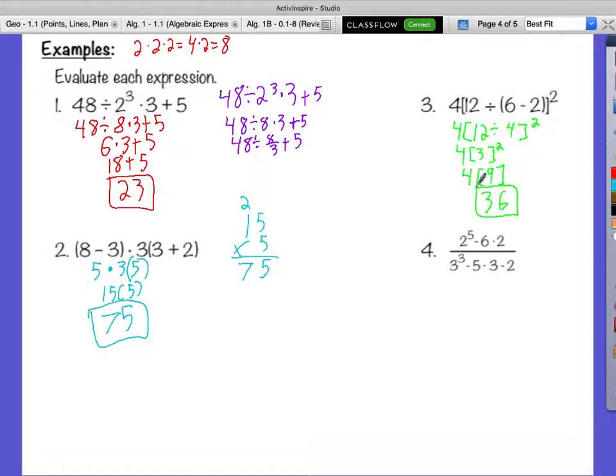8, 16, 24, 32, 40. I love it. Okay. Hey, on number 4, what's different about this one than the previous ones? Okay, we have the fraction bar, right? And fraction means division. Okay. Hey, so does anyone know how we solve these fractions?